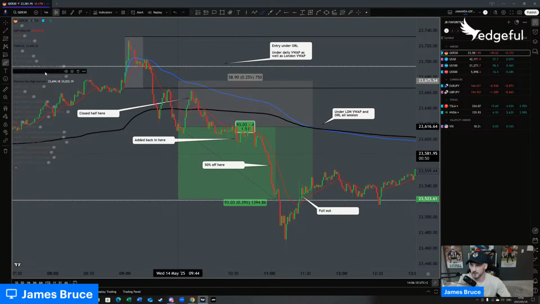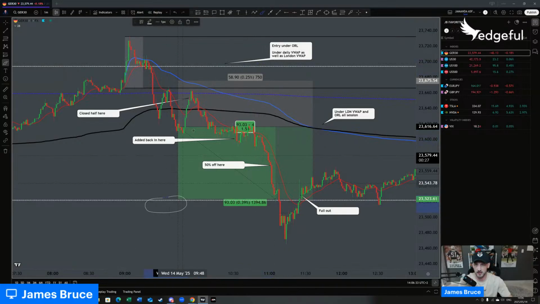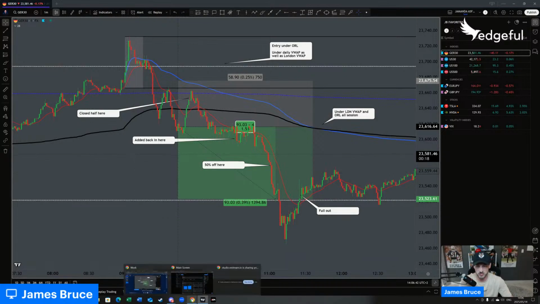For some extra confidence, we started to trade below the weekly VWAP as well, which is this blue dotted line over there. So, just using simple VWAPs and the opening range with Edgeful: below the opening range, below the session VWAP, and I look to get short. I added back in here, as you can see, and then got fully out here at the lows. Previous day's highs was here, previous day's lows were back here. A very nice trade to put me green on the day, using just the opening range with Edgeful as well as session VWAPs.